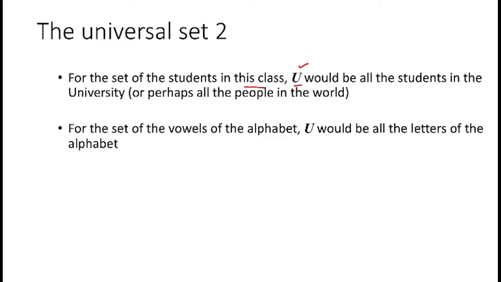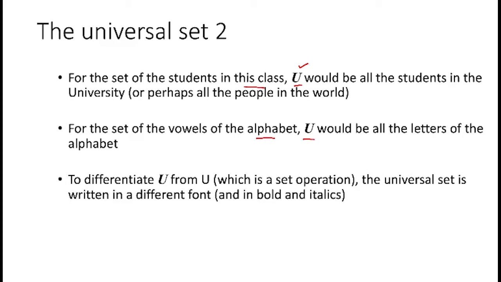Like vowels of the alphabet, the universal set will be the letters of the alphabet. So everything will be there, right? As I said, U and U are both different things. This U is for union, that we'll study in this chapter only. Now we are starting this class with the Venn diagram.